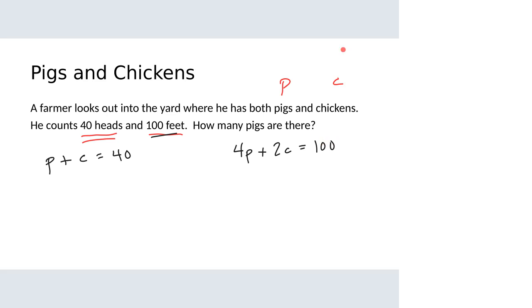If I had one equation with two variables, I couldn't solve this. But I have two variables, two equations. I'm going to be able to solve it.